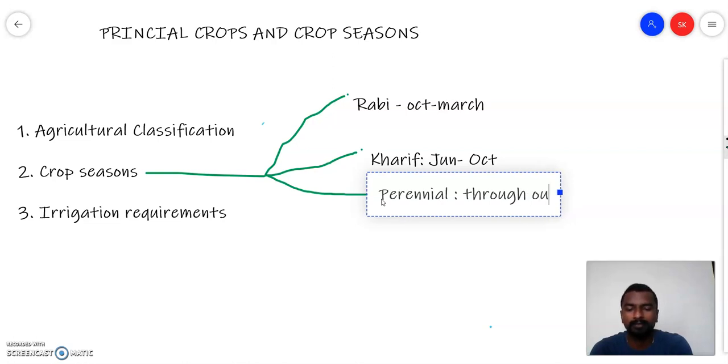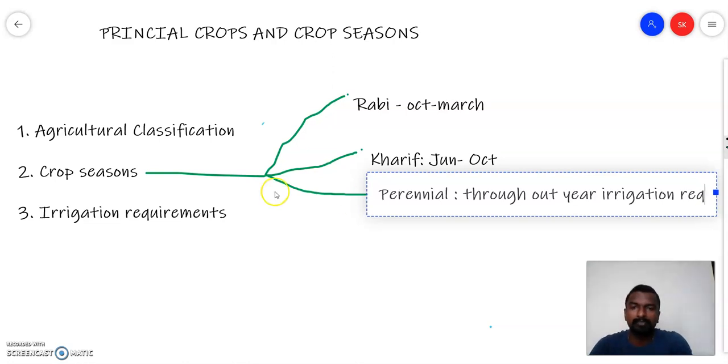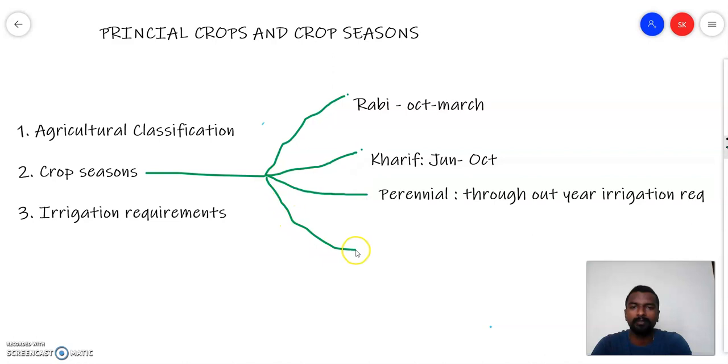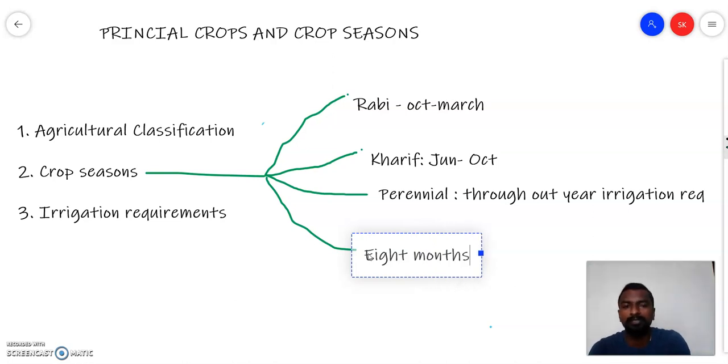Examples can be sugarcane, which we can call a perennial crop. So throughout the year we need irrigation. That's why I'll mention that the irrigation requirement is there throughout the year. The next one is 8 months crops. From the type itself we can understand this is 8 months crops, where irrigation is generally needed for 8 months. Cotton is the example for this.